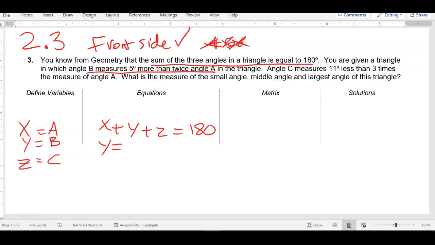And then twice A means 2 times x. So again, 5 more than twice angle A: twice angle A is 2x, and 5 more is adding 5. Okay, I know that's kind of weird, so let's think about it. B, which is y, is 5 more than, that's the plus 5, twice angle A, that's the 2x. So everything's there. Cool.